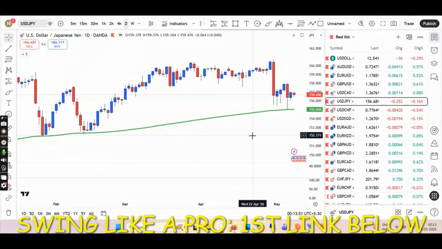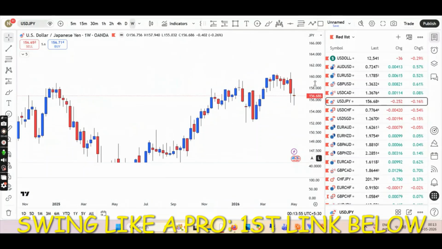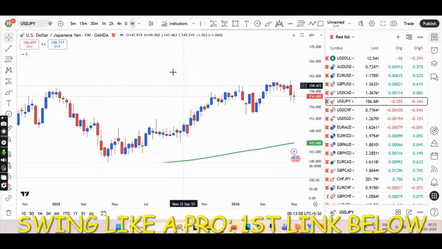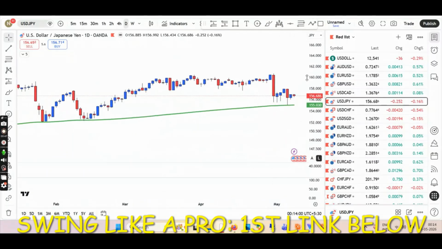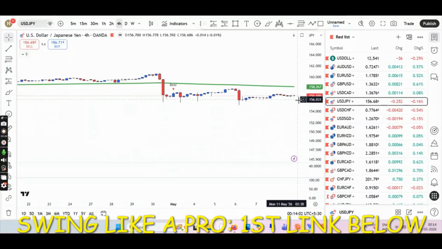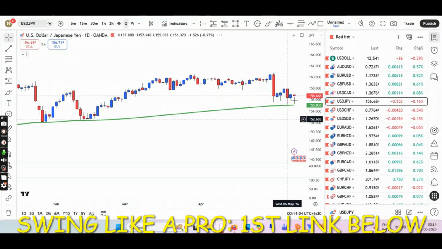Coming back to my chart, starting the top down approach with the weekly time frame. Weekly we are having some red candles but we are up. Daily we are having red candles but we are up. 4 hour we are down. You know what the secret is? Don't trade USDJPY even though it's going to go down.